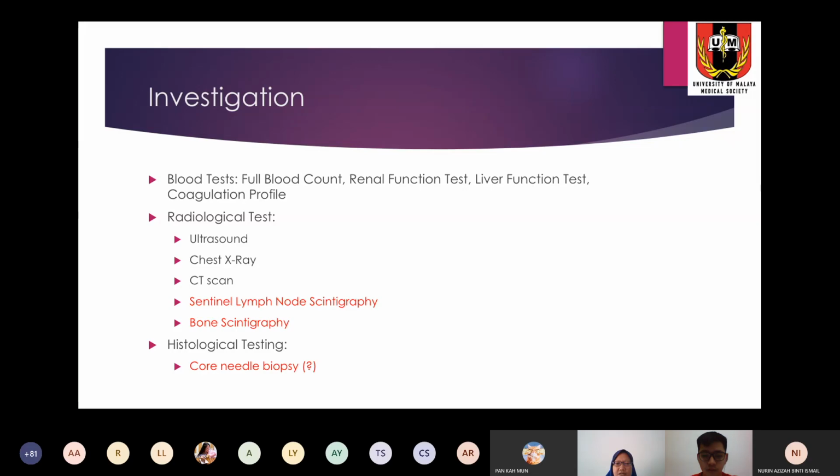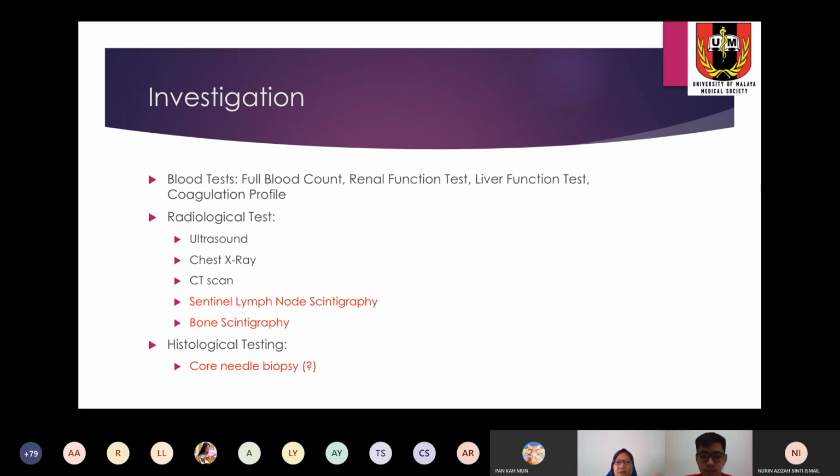Grade of the cancer itself: grade 1, grade 2, grade 3. Well differentiated. Yes, and then you can see the LVI. What is LVI? Lymphovascular invasion. That is one of the prognostic factors. You can see if it's present or not.